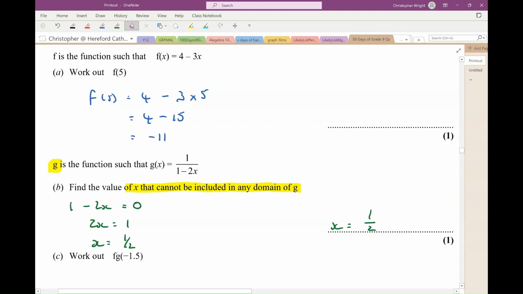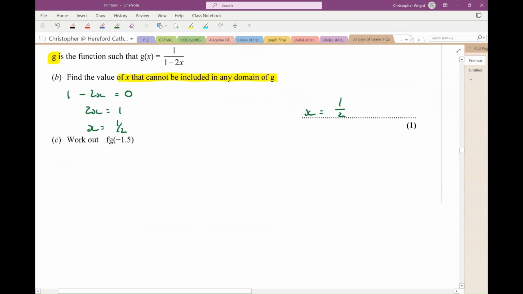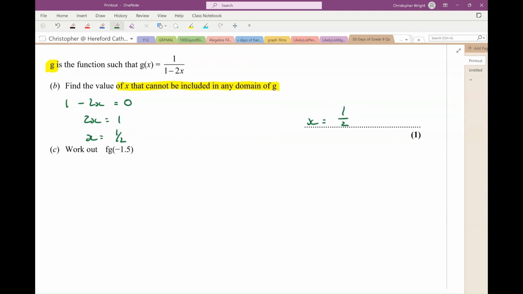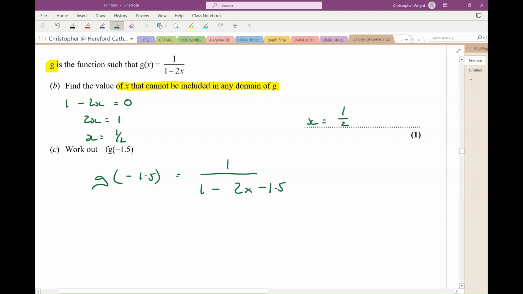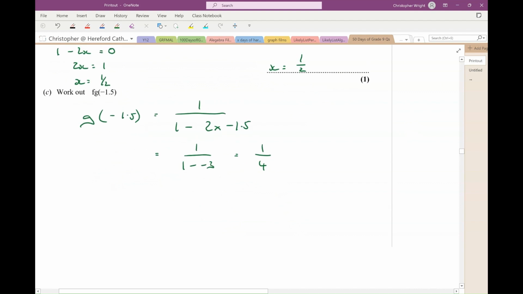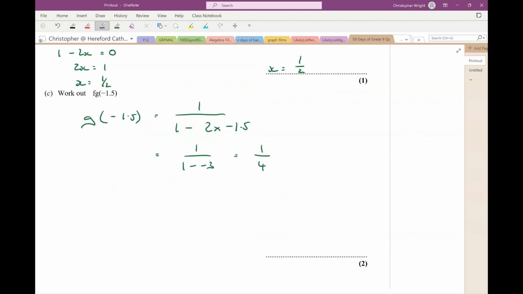Okay. Part C. Work out fg of minus 1.5. So first of all, I'm going to g minus 1.5, and then I'm going to f the result. Now g of minus 1.5 is 1 over 1 minus 2 times minus 1.5. You could put that in a calculator as long as you're careful with your signs. It's 1 over 1 minus minus 3. Aha, well that's 1 over 4, so it's a quarter. So g of minus 1.5 is a quarter, and now I'll have to f that.